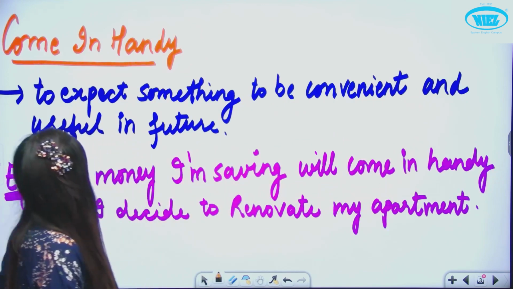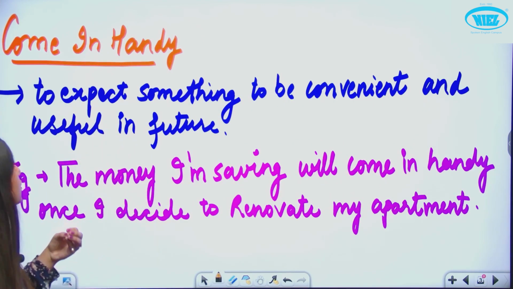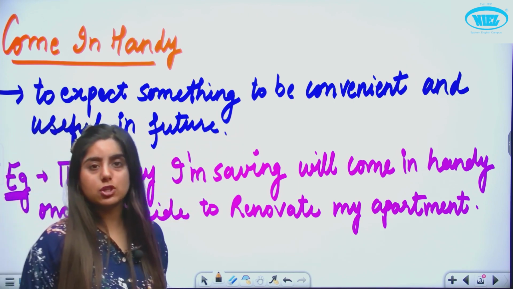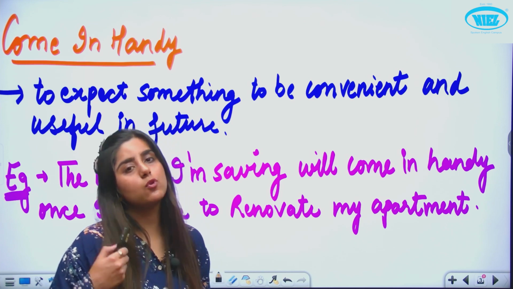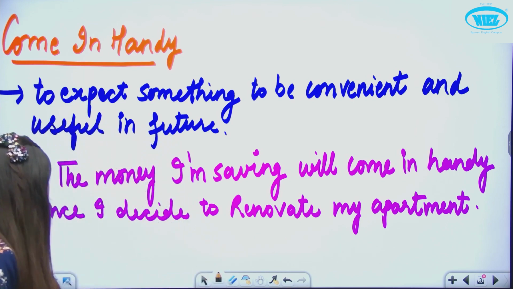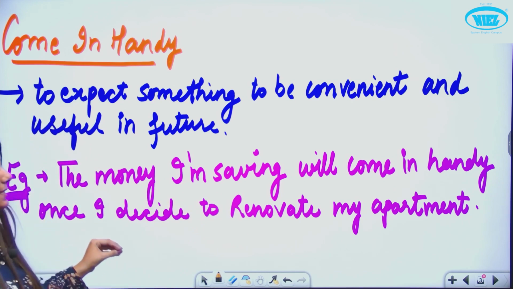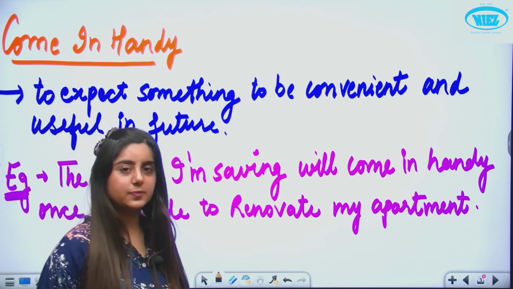Next we have come in handy, which means to expect something to be convenient and useful in future. कोई ऐसी चीज को expect करना जो आपके future में आपके काम आए. For example, the money I am saving will come in handy once I decide to renovate my apartment.